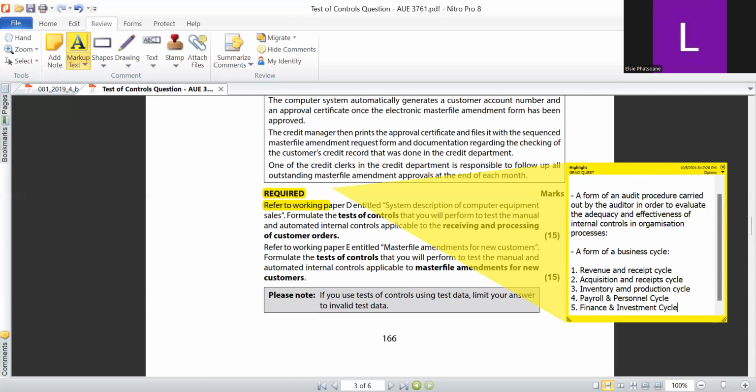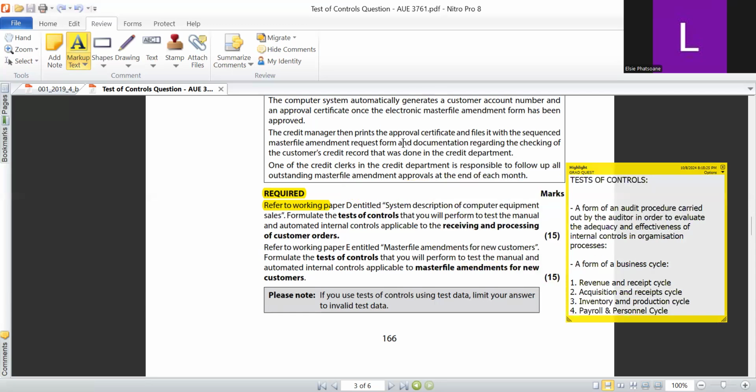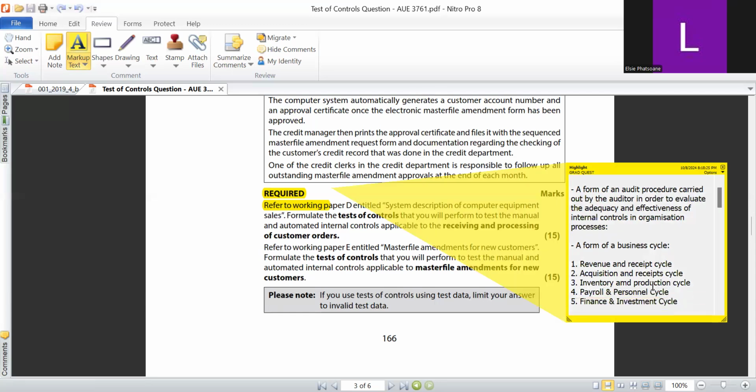But very important to note, guys, the commonly tested ones in the context of an exam are usually the first four, namely the revenue and receipt cycle, acquisitions and payment, not receipt, cycle. Sorry, my apologies, let me just quickly rectify this. So it's the acquisitions and payment cycle, followed of course by the inventory and production cycle, which is number 3, and lastly the payroll and personnel cycle. Those are the common ones that they love to test you a lot on in an exam.